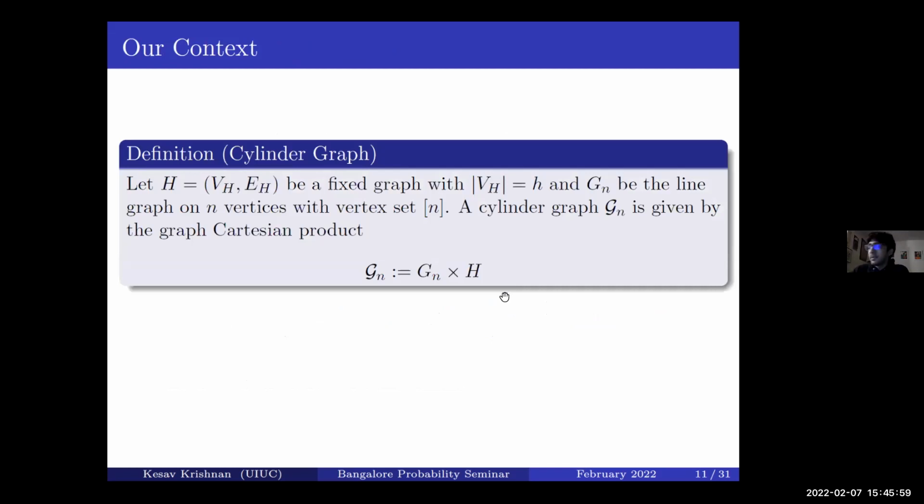So what we will be dealing with is a situation where your geometry is quite simple because it's essentially one-dimensional, but it still leads to some non-trivial behavior. We work on what are called cylinder graphs. In other words, you have an underlying line graph, which I'll refer to as the horizontal layer. And then you'll have a fixed finite graph H, and I'll be taking the Cartesian product of the two.